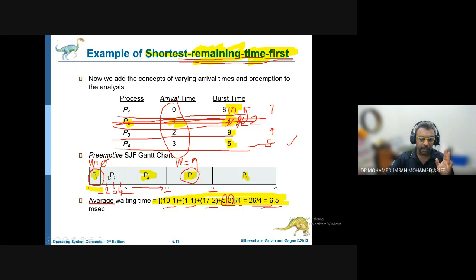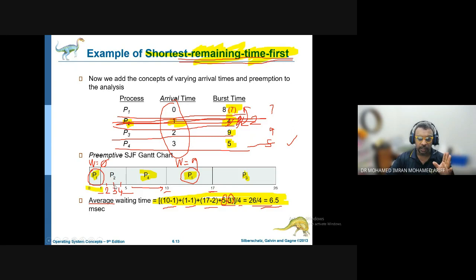So if you go back here, when process 2 is at time 2, it has already run 1, right? It has done 1, so its remaining is 3, and it will compare with process 3. 3 and 9, 3 is shorter. So continue with process 2 until 3.